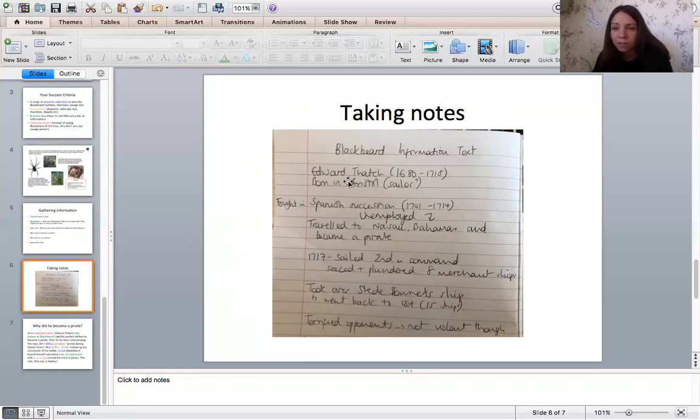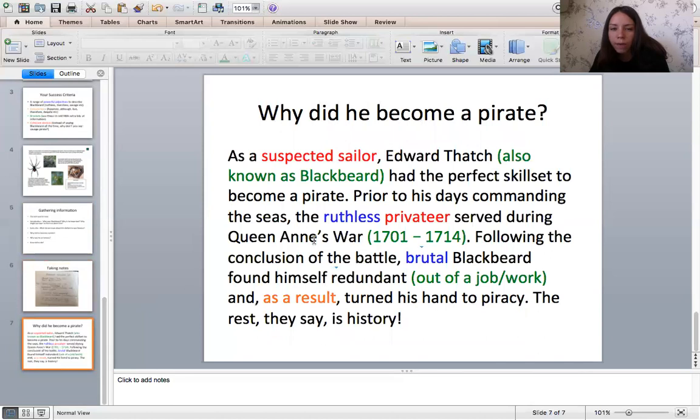Your notes need to make sense to you, not to anyone else. So if it makes sense to you, you might want to use some pictures to help you represent the information that you're reading, or you just might want to write in note form. So these were my notes. And then after I'd written my notes, I decided that I was going to write about why he became a pirate. And this is the paragraph I'm going to model to you.